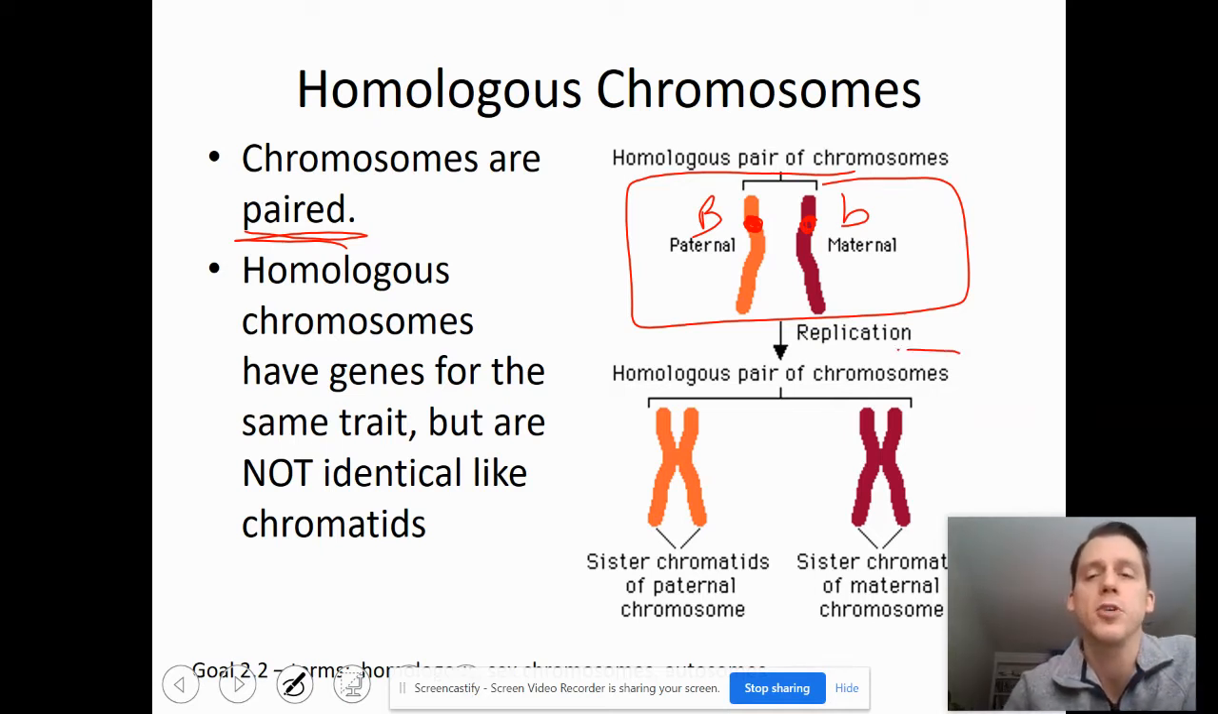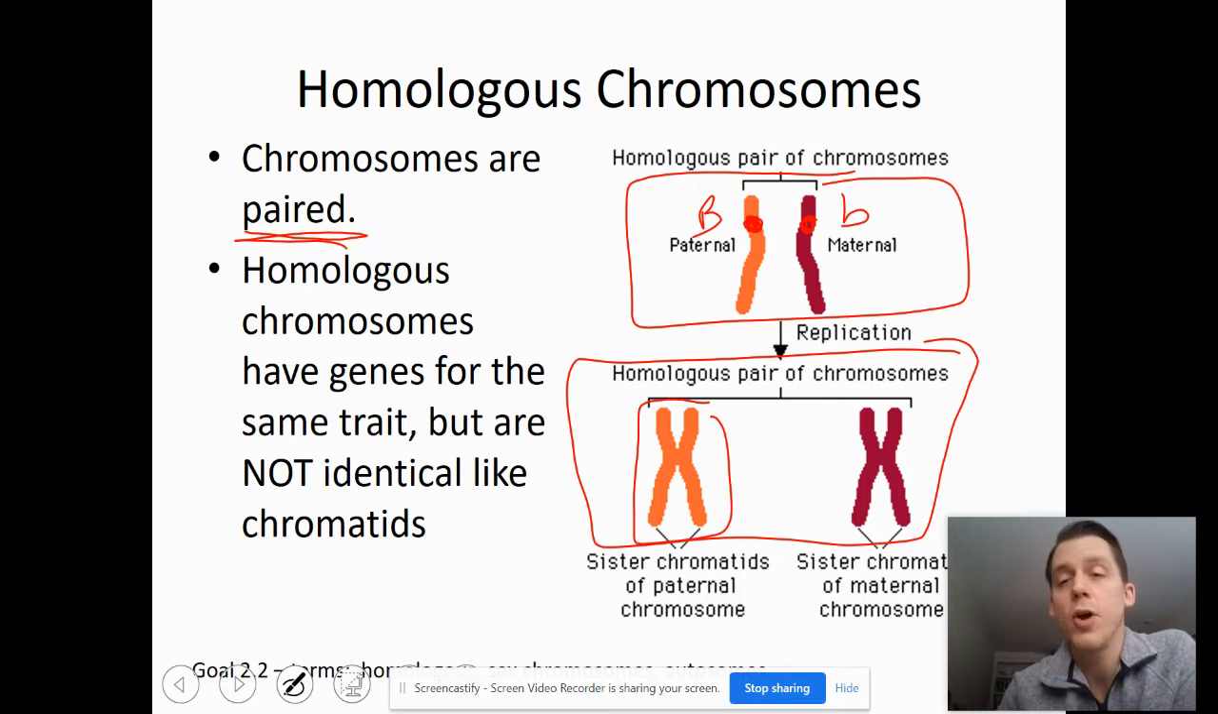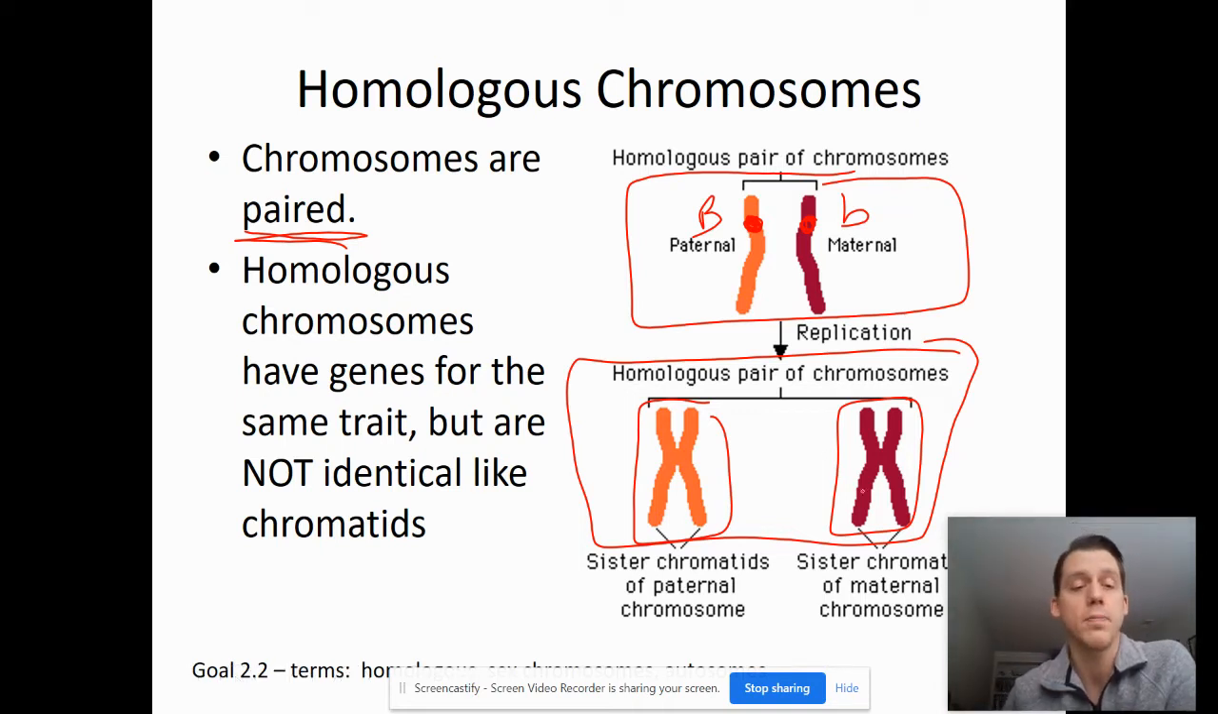On the bottom of this picture, we have a homologous pair that is replicated. So each chromosome is made up of 2 sister chromatids that are identical, but these 2 things together are a homologous pair. So they are not identical. They're similar, but they're not identical.